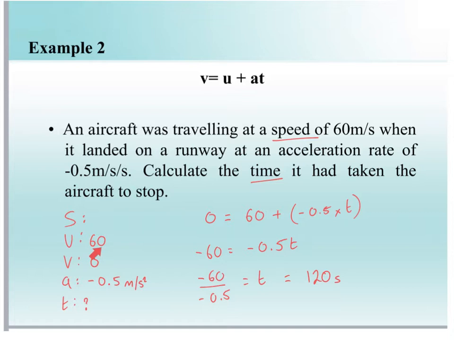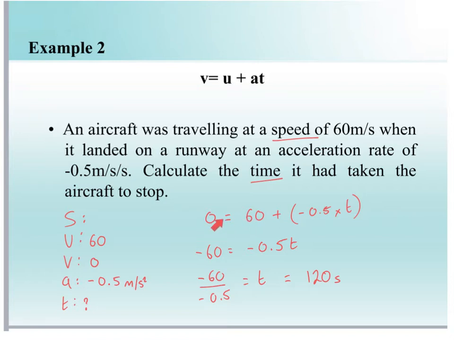I had my initial velocity of 60. I had a final velocity of 0 because it comes to rest. I had the time it takes the aircraft to stop. I got an acceleration there, deceleration actually, because it's a minus. And then I want to find out the time. So a little bit of rearranging involved here. So I've done 0 equals 60 plus, so I've just stuck in everything I know.